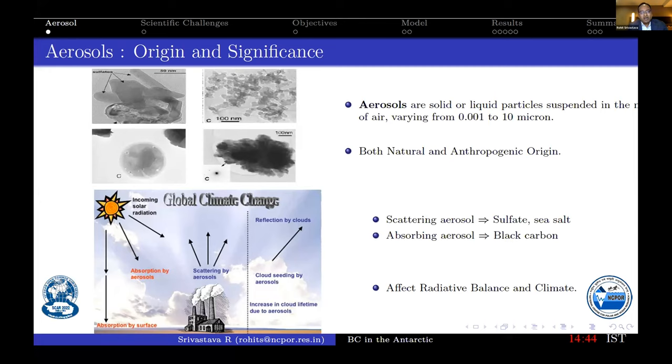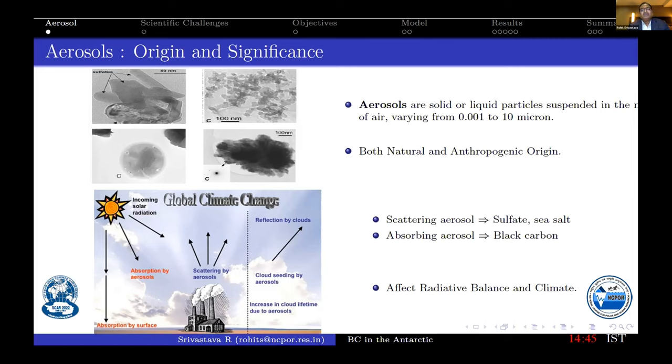As far as their optics are concerned, aerosols are categorized in two sections. First is scattering aerosols, in which sulfate and sea salt aerosols are the main ones, and absorbing aerosols, which are mainly black carbon aerosol, which is the main topic of the present study.